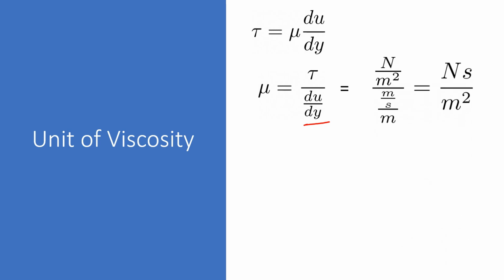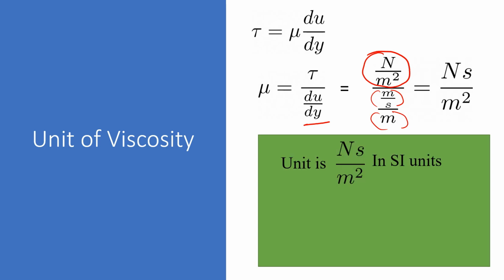So the dimension of shear stress is the dimension of stress, that is Newton by meter square, and the dimension of du, that is velocity, is meter per second, and dy the dimension is meter. So that is Newton second by meter square. So the unit of viscosity in SI unit is Newton second by meter square.